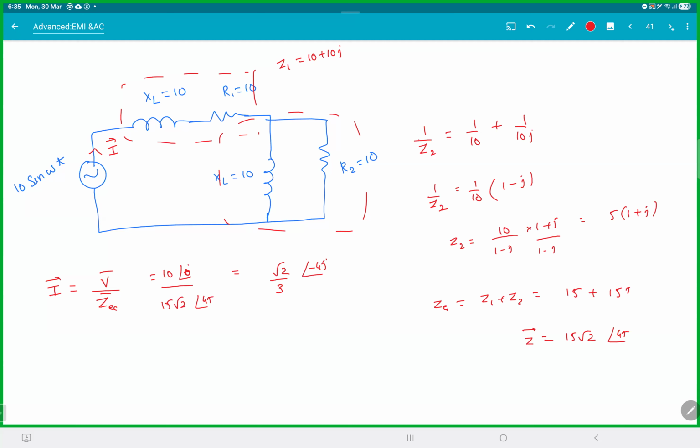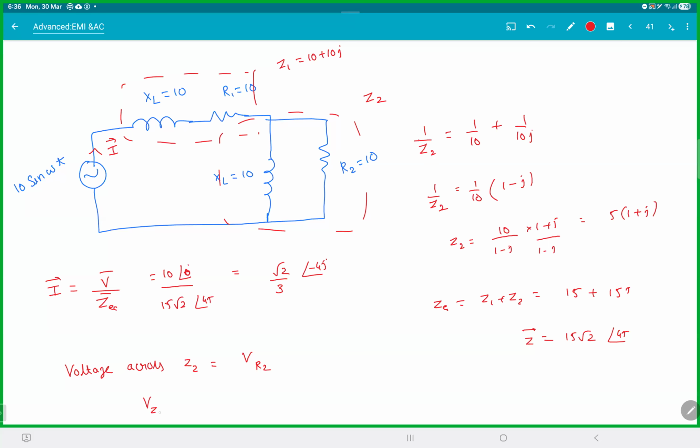Now, can I say this thing? The voltage across R2 is same as voltage across Z2. Because they're in parallel, the voltage across that Z2 element must be equal to the voltage across R2. You're treating this whole thing as Z2. The voltage across that element must be the same as across R2, right? So the voltage across Z2 is the voltage across R2. So how much is that?